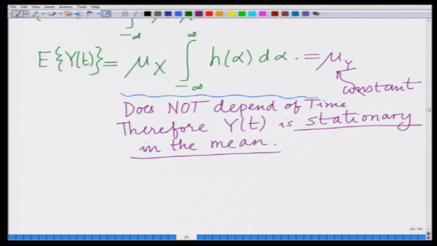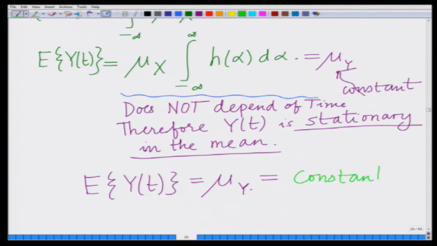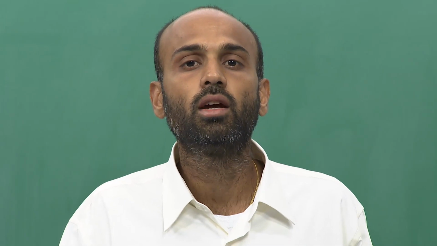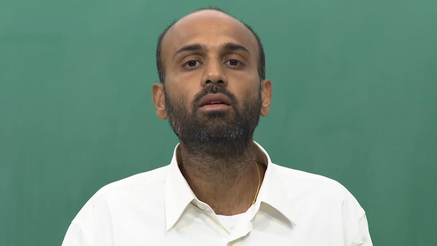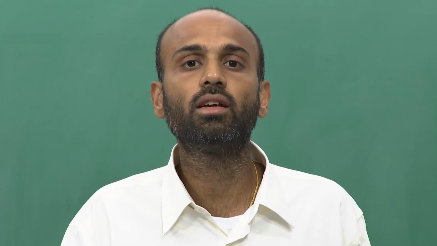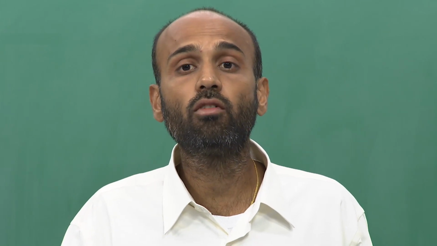And what do we have? We have demonstrated that for this output random process y of t, the expected value of y of t is equal to mu y, which is a constant; it does not depend on time. Therefore, the output random process y of t is stationary in the mean. Let us now therefore look at the autocorrelation of this random process y of t.